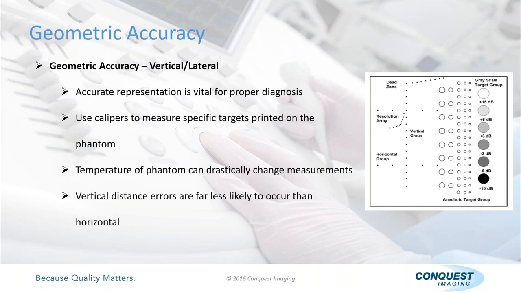Geometric accuracy. I know the measurements aren't on here, but these set of objects going all the way from the top to the bottom, they're indicated on the Phantom. They're 1 centimeter apart. So you take two of them, you have a 2 centimeter measurement, right? So you can use these objects for your vertical measurements.